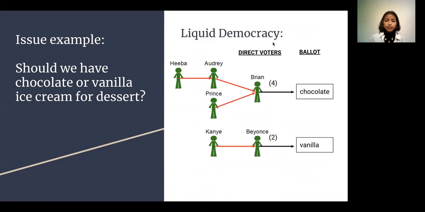So here we have an example of liquid democracy, in which case we can see these chains of delegations where Heeba delegates to me, who delegates to Brian. Prince also separately delegates to Brian, who votes directly. And then we have another chain of delegation between Kanye and Beyonce. And in this case, we have a winning vote of chocolate.